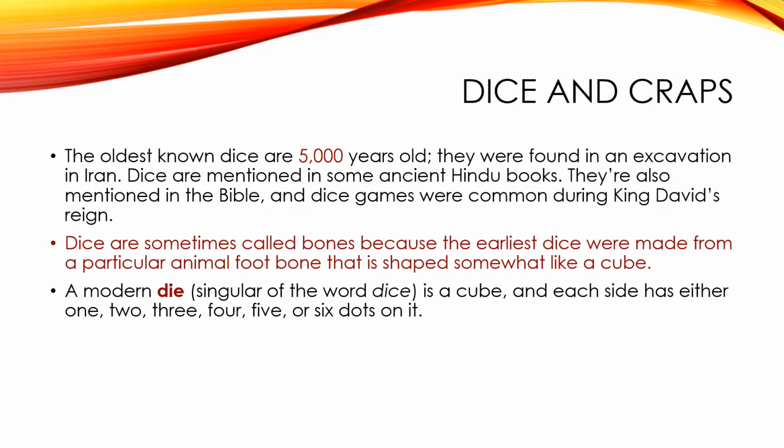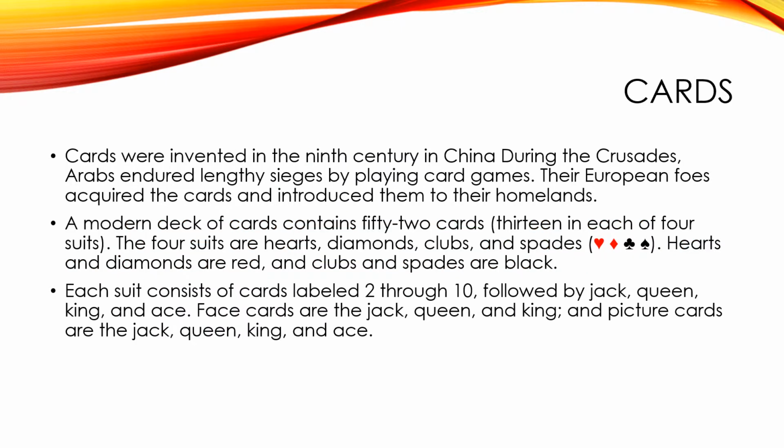historic dice online. A modern die, which is the singular of the word dice, is a cube, which means it has 6 sides. And each side is going to have a certain number of dots on it. So it's either going to have 1, 2, 3, 4, 5, or 6 dots on it. And we're not going to do any dice problems in this section, but we are going to come back to dice. So I just wanted to mention dice so that you are familiar. If you have never played with dice, now you know some characteristics of a die. And then lastly, we have cards.